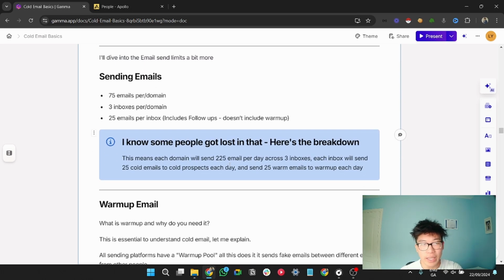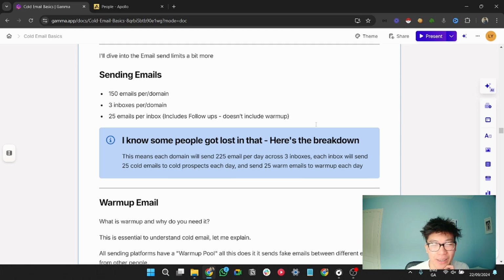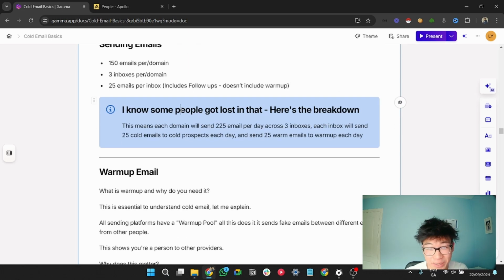So I'll dive into the email send limits. The sending limit is 75 emails per domain. This is outbound, 3 inboxes per domain, and 25 per inbox. That's wrong. It should be 50 per inbox, and this should be 150. Wow, I cannot do maths. So if it's 50 per inbox, this includes follow-ups. Oh, yes, 25, no, correct. This doesn't include the warm-up, which I was explaining earlier. I know some people got lost in that because I just got lost in that.